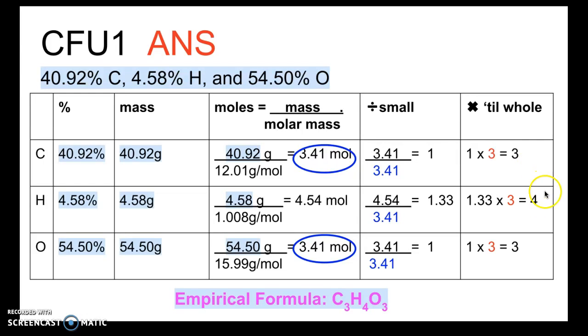Okay, so here we have our mole ratios. We go ahead and plug it in and get the following empirical formula. C3, because there's 3 carbons, H4, 4 hydrogens, and O3.